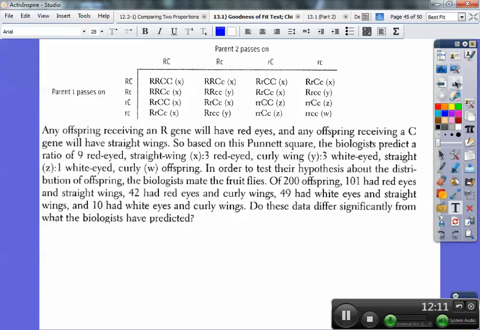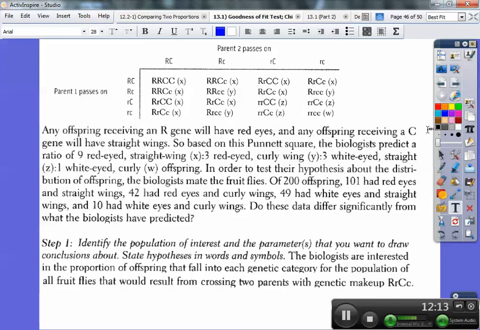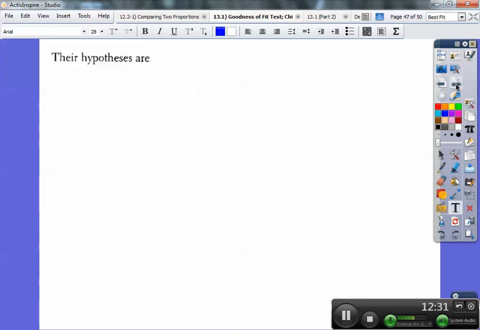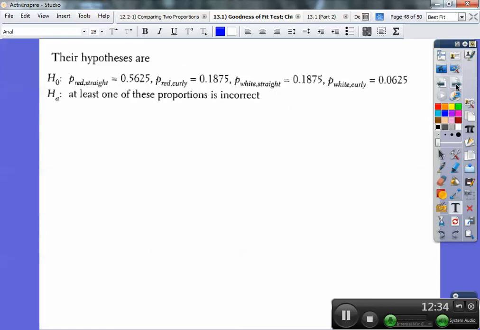All right, so step 1, identify the population. The biologists are interested in the proportion of offspring that fall into each genetic category for the population of all fruit flies that will result from crossing 2 parents with genetic makeups capital R, lowercase r, capital C, lowercase c. All right, so their null hypothesis is that there's no change, that the proportions are going to equal. So this is my 9/16 right here, okay? And this was the other 16ths. I forgot how many there were. And this was the 1/16. I remember that one, okay?